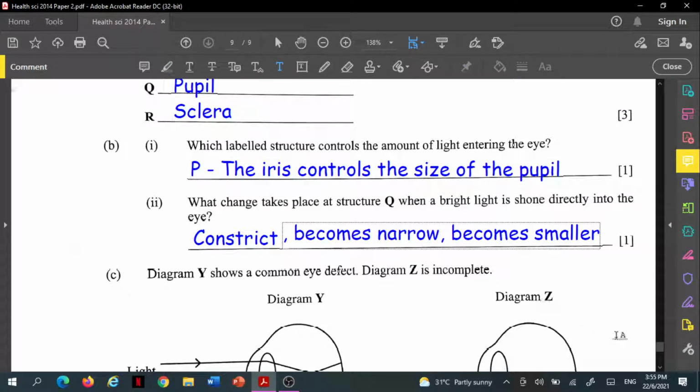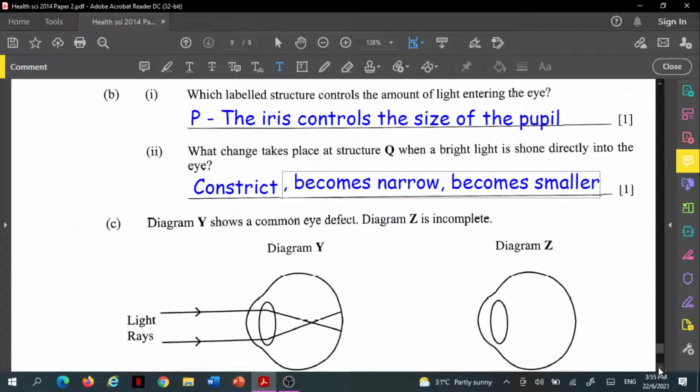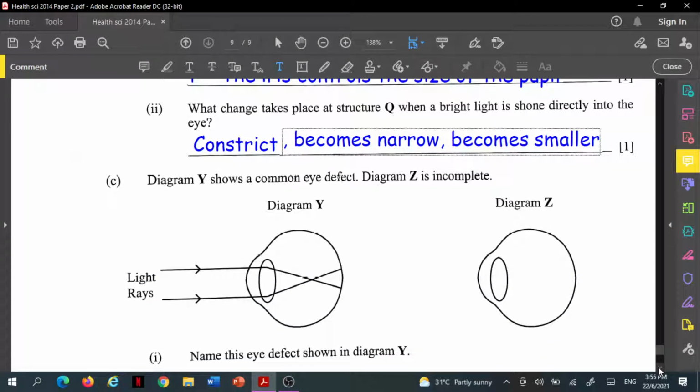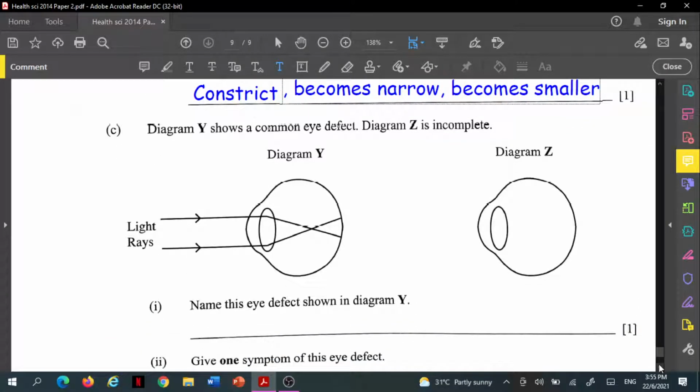All right, so for this question, diagram Y shows a common eye defect. Diagram Z is incomplete, so the diagram on the right is incomplete. The diagram Y is showing an eye defect, and it has a name. The first part of the question is: name this eye defect shown in diagram Y. But I'm going to show you something real quick.